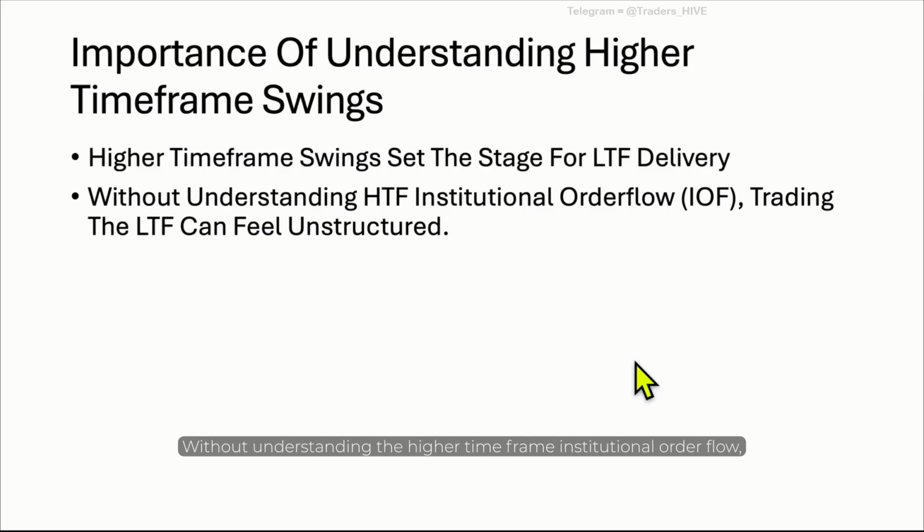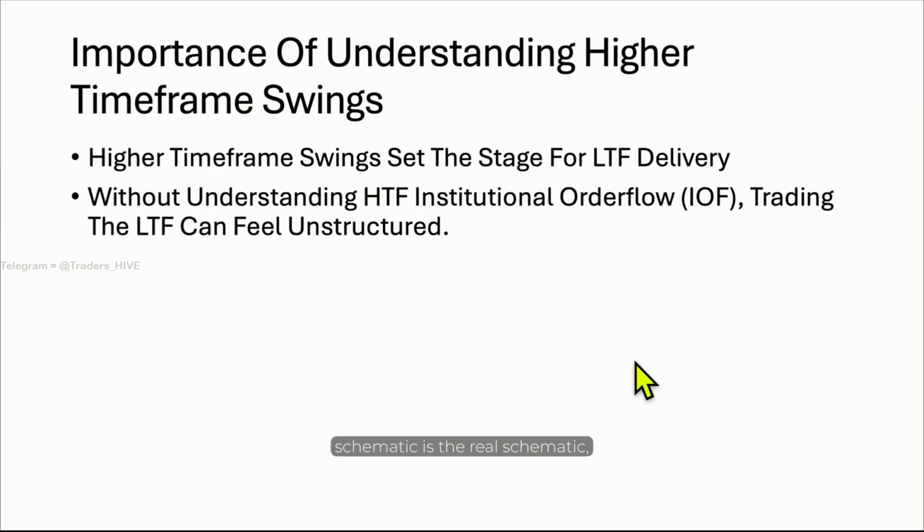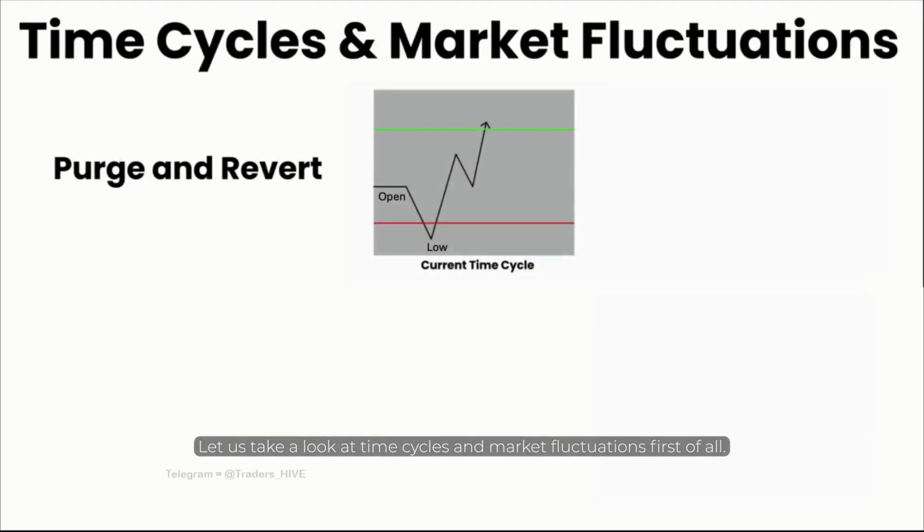Without understanding the higher time frame institutional order flow, trading the lower time frame can feel very unstructured, because you are going to be looking at the charts and you will think to yourself that you see patterns in price, for example, a market maker buy model schematic or a market maker sell model schematic, but you don't really know which schematic is the real schematic, which model is the real model, and that is where understanding the underlying narrative comes in play. Let us take a look at time cycles and market fluctuations first of all.